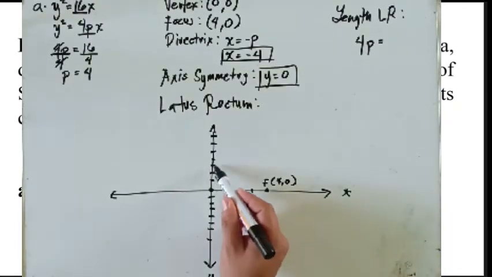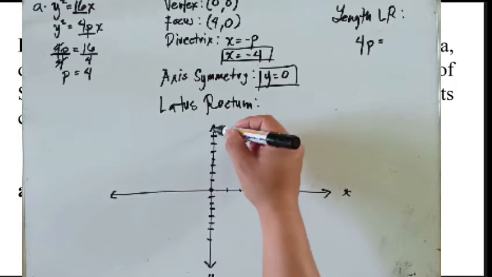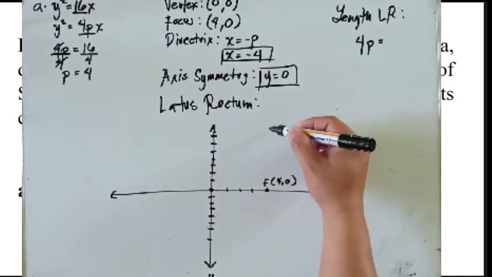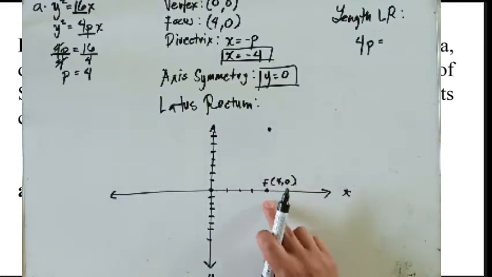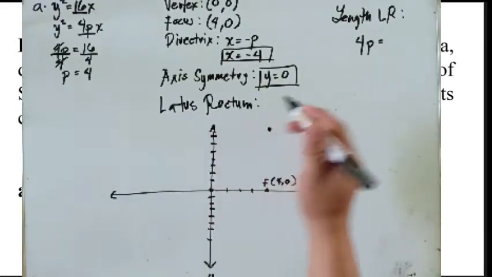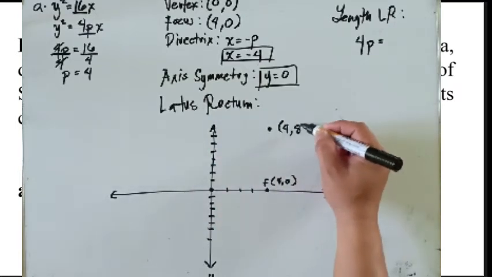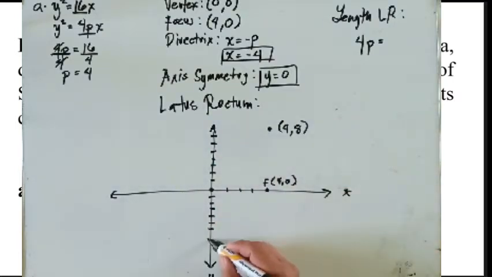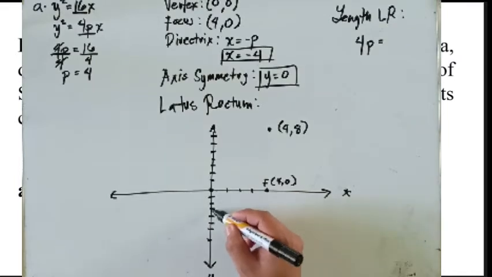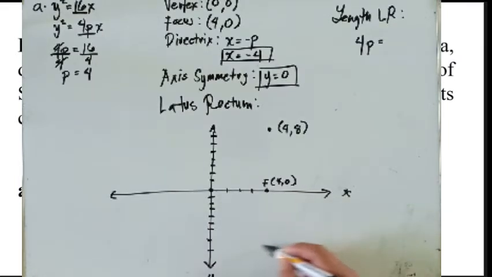So 1, 2, 3, 4, 5, 6, 7. Let's add more. Then let's get the point here. And what do you think is the point here? We have x as 4 and y as 8. So we have (4, positive 8). And here, 1, 2, 3, 4, 5, 6, 7, and 8.